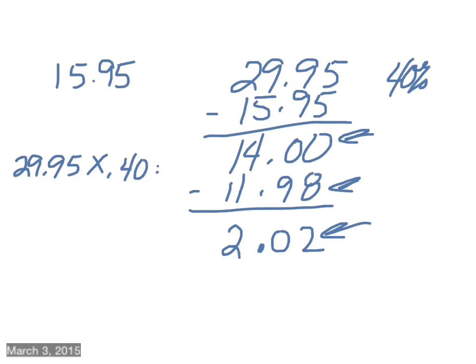Now to get the net profit rate, we take that net profit and divide it by the original selling price. Once you do that, don't forget that it needs to be in terms of a percent, so we've got to move that 2 places over. What's 2.02 divided by 29.95? It's 0.067. Well, it would be rounded up to 7.